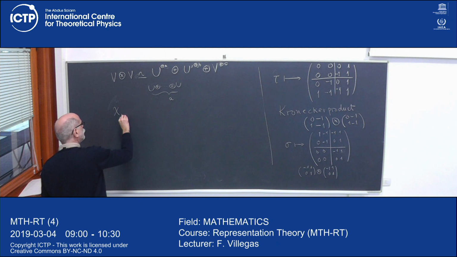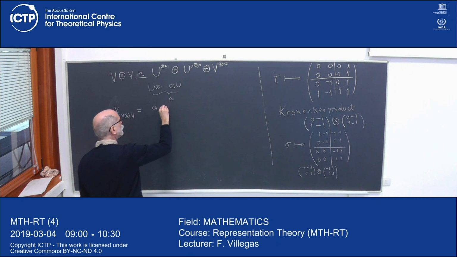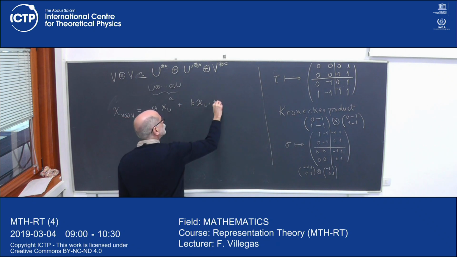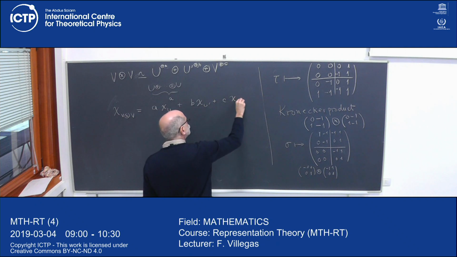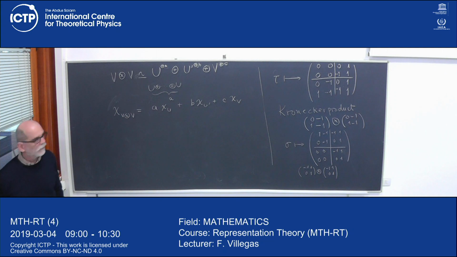If we look at the character of this, on both sides, the character of a direct sum is a sum of the characters. The traces add up. So we will have to have this.